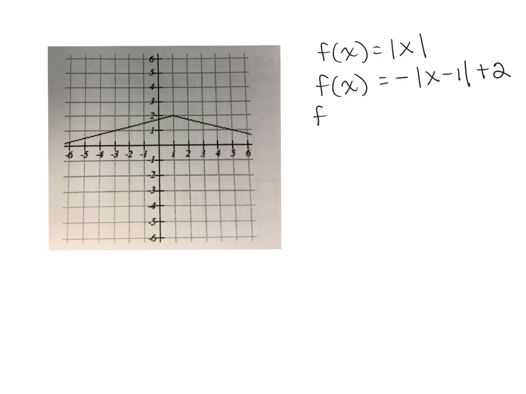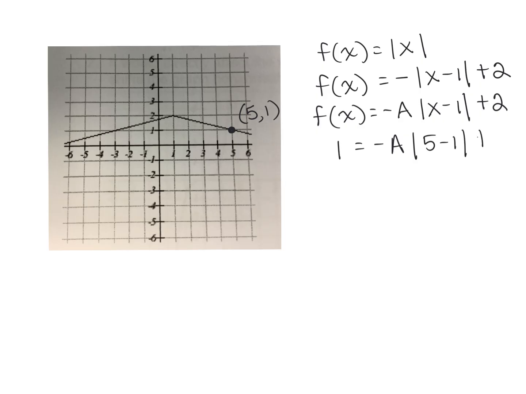So what you're always going to want to check with these is to see what, if any, vertical stretch it may have. So I'm going to choose an ordered pair point that is not that maximum point. So I'm going to choose this one. I have the ordered pair point 5, 1 that I'm going to plug in. So I have 1 is equal to negative a, absolute value of 5 minus 1, plus 2.